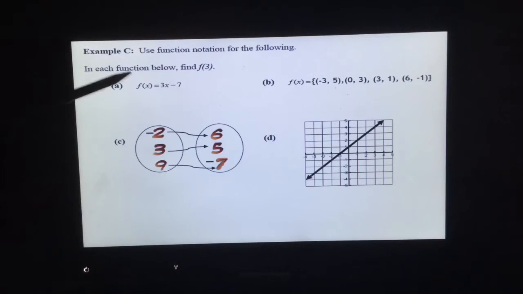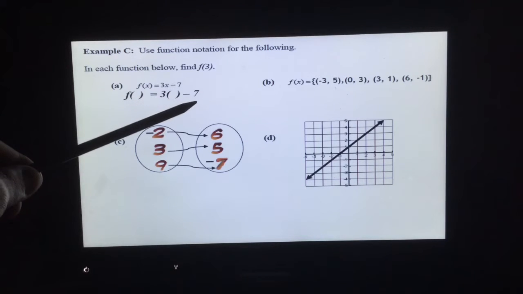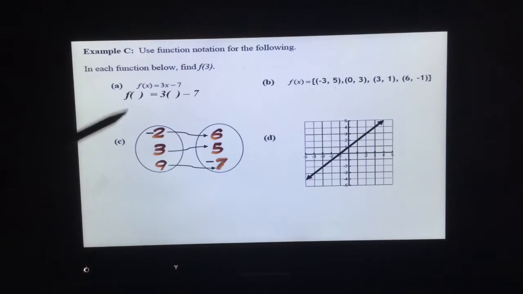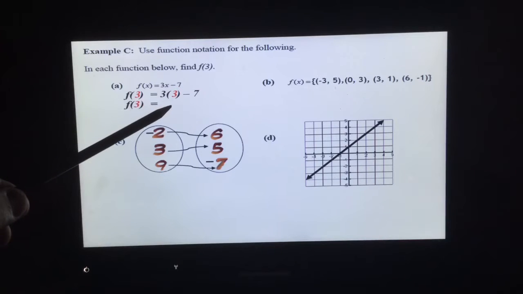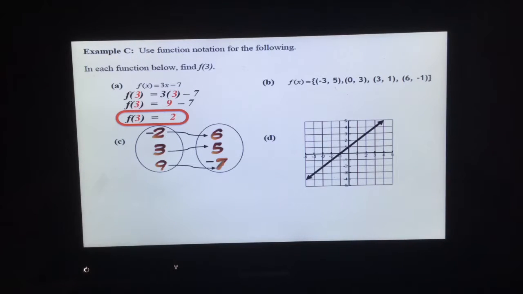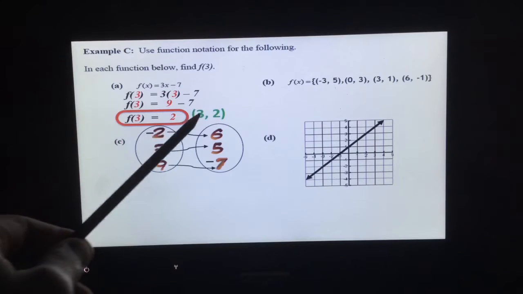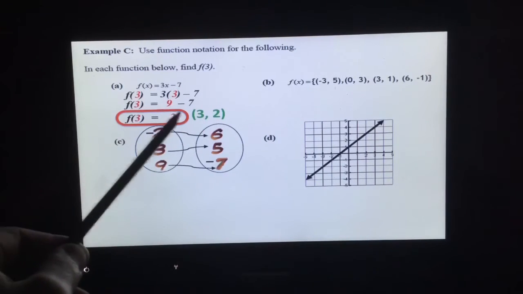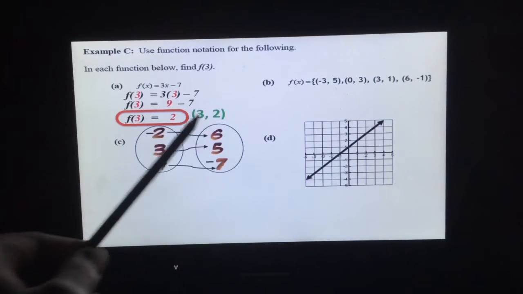All right, so we're going to rewrite this function with parentheses. So f parentheses equals 3 parentheses minus 7. We're going to go ahead and put in the 3's. This is going to come down because, again, this is function notation. This is just telling me what the input is. So f of 3 equals 9 minus 7. f of 3 equals 2. We're done. We simplified it, so that's the answer. And this goes with the ordered pair 3, 2. Okay, 3 and then 2. 3 is the x, 2 is the y.